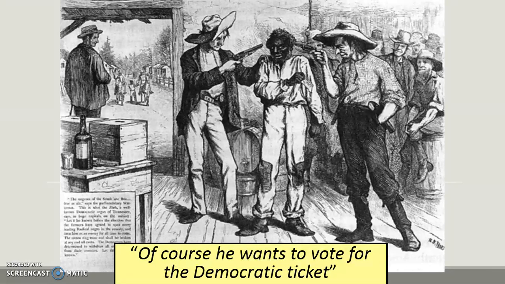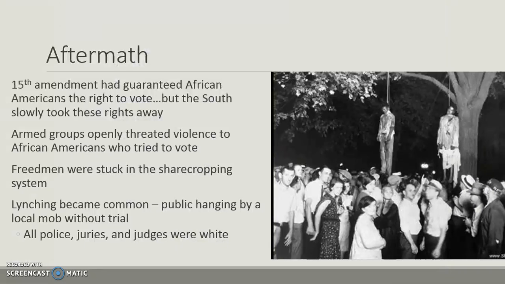Here's another example of a cartoon with the caption, "Of course he wants to vote for the Democratic ticket." So this was showing that, as we discussed in class, African Americans at the time were predominantly Republican. Lincoln's party, the party of Lincoln, and the radical Republicans were instrumental in getting African Americans freed and giving them votes in the 13th, 14th, and 15th Amendments. So many African Americans are Republicans. When they would show up to vote, it wasn't uncommon, as you see in the picture, for them to be threatened and told that they needed to vote for the Democratic Party instead of the Republican Party.